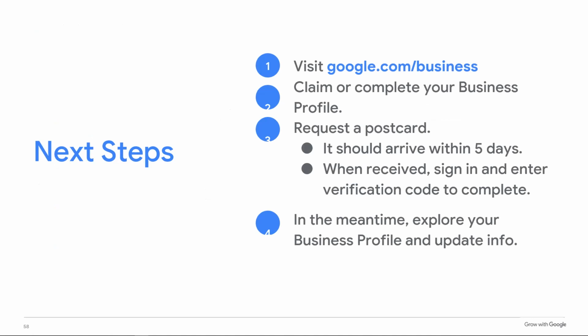Okay, so next steps. Go to google.com/business, claim your business or complete your business profile. Request your postcard, get it within 5 days, and verify your business. Make sure that process is complete. That way your business is yours and nobody else can verify that. But in the meantime, explore your business profile and update it. Fill it with pictures. Make sure it looks the way you want your guests' first impressions of your profile to be.